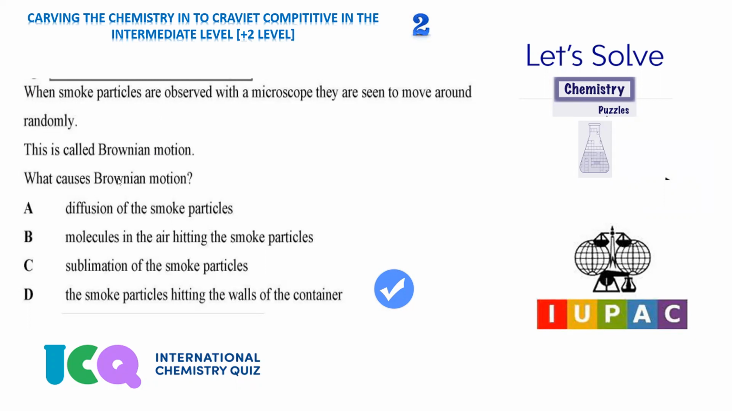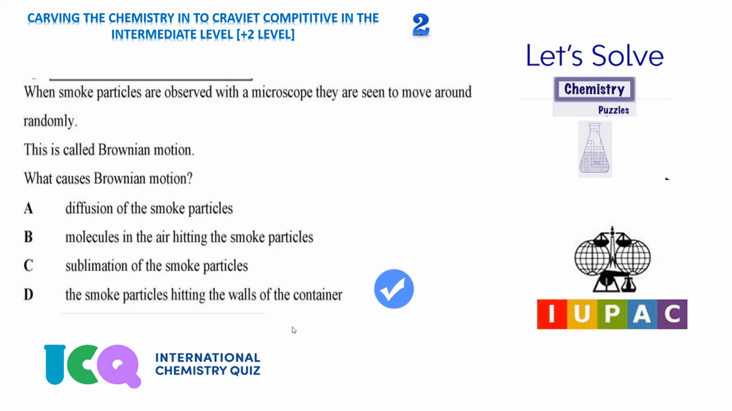And what actually causes this Brownian movement? What causes Brownian motion? There are 4 options. Diffusion of the smoke particles. If smoke particles are diffusing so that the Brownian movement is observed, this might not be the correct one. Molecules in the air hitting the smoke particles, hitting of molecules, collisions are possible. Sublimation of the smoke particles. Sublimation denotes the direct conversion of solid to gaseous without the liquid phase. That can't be a correct answer. Small particles hitting on the walls of the container.